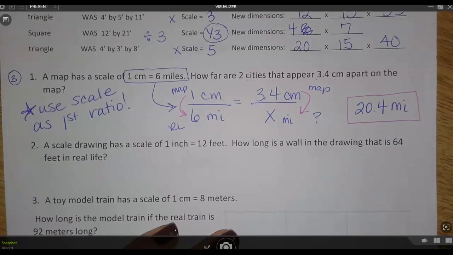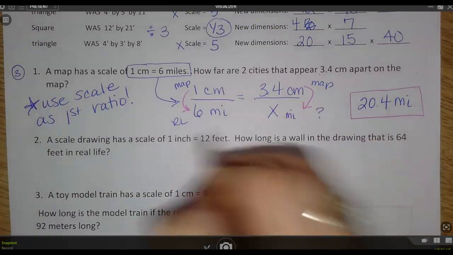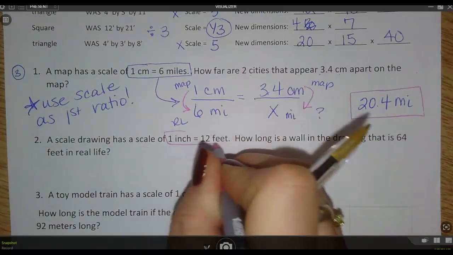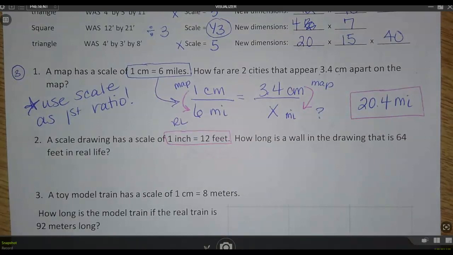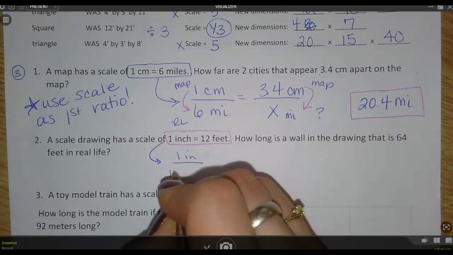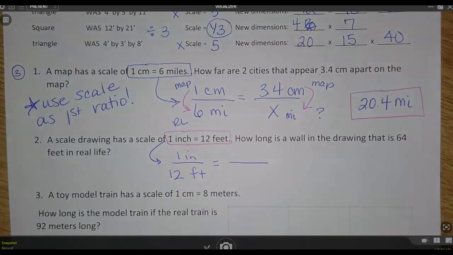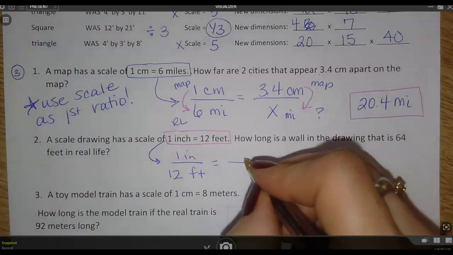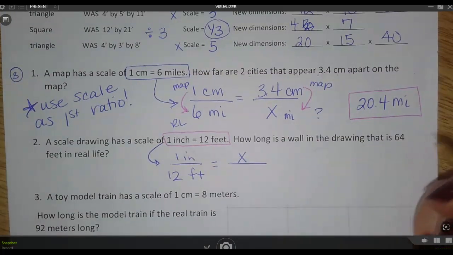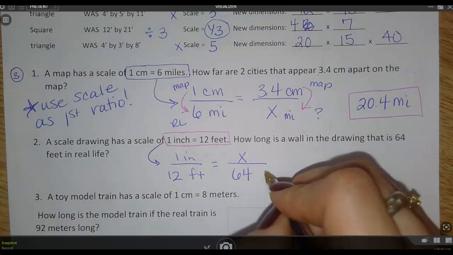Okay, let's try another one. Scale drawing has a scale of 1 inch equals 12 feet. Here's my scale. I'm going to write that as my first ratio. 1 inch on the drawing is 12 feet in real life. How long is a wall in the drawing if it's 64 feet in real life?